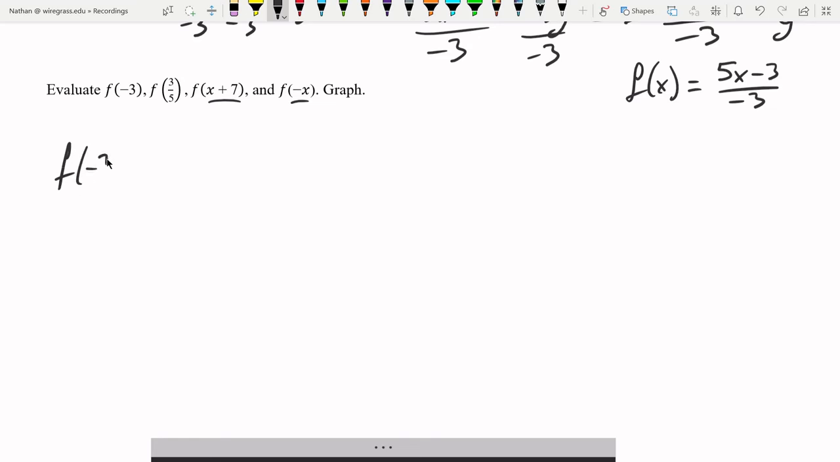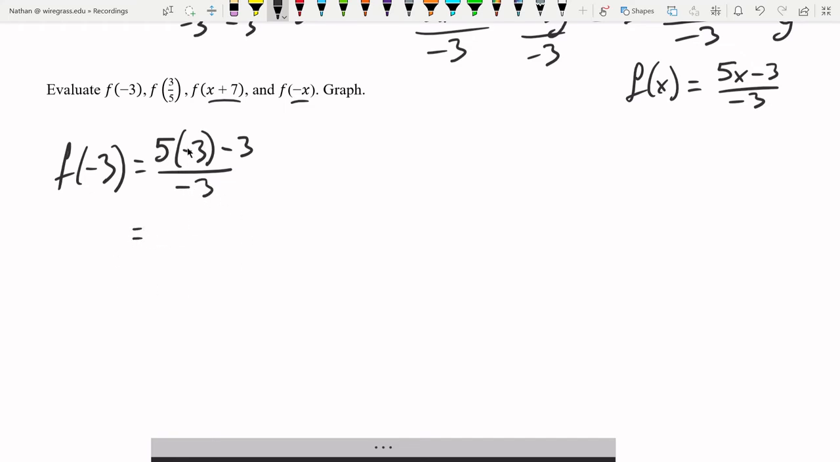f of negative 3 equals, we're going to take the exact same expression here, 5x minus 3 over negative 3, except now we're going to change every occurrence of x. Here there's only one occurrence, but you could have multiple ones for different functions. So this x now becomes our input. Our input is negative 3, so we get 5 times negative 3 minus 3 over negative 3.